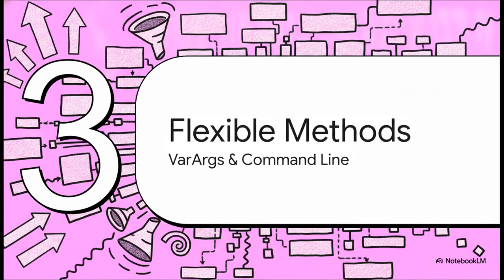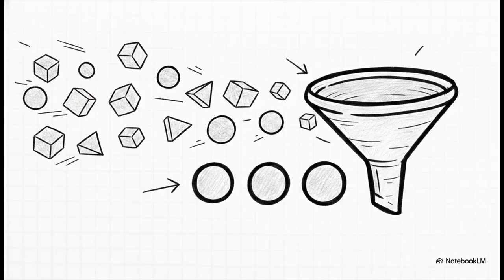Next up, part 3, flexible methods and arguments. Okay, let's talk about var-args, or variable length arguments. Before Java 5, if you wanted a method to add 2 numbers and then another to add 3 numbers, you actually had to write multiple overloaded methods. Honestly, it was incredibly repetitive. But var-args, it's an absolute game changer. It stops you from having to write all that repetitive code for different input sizes.